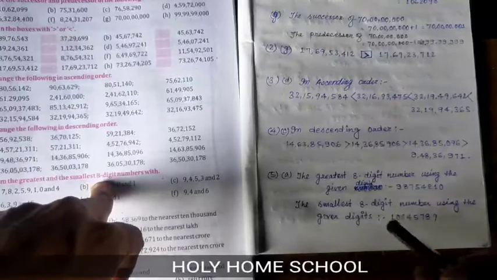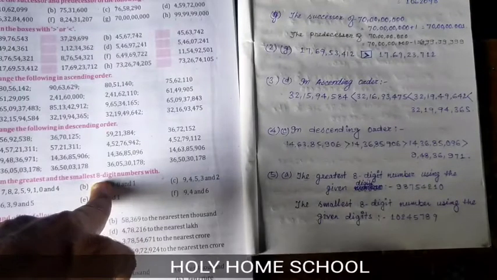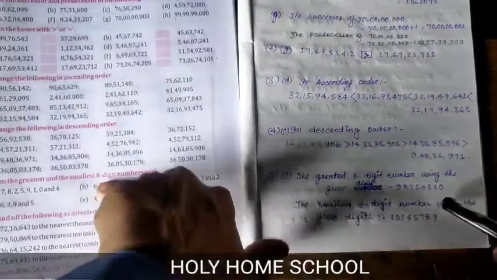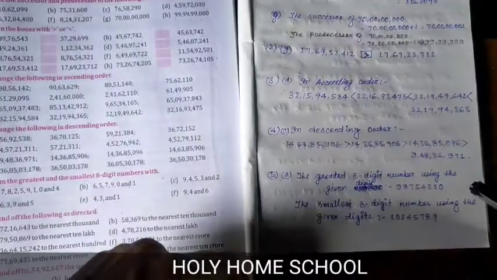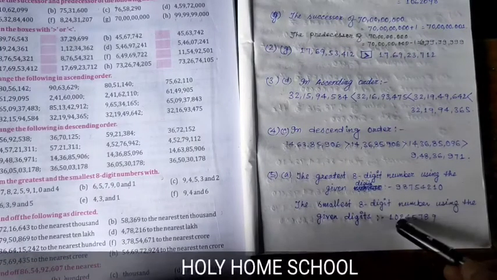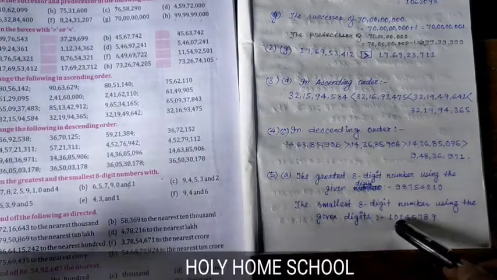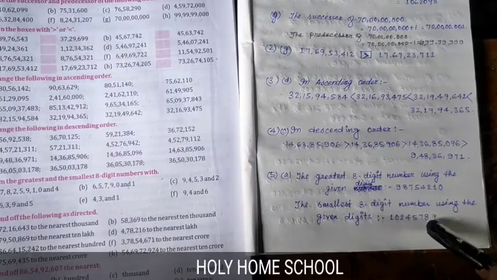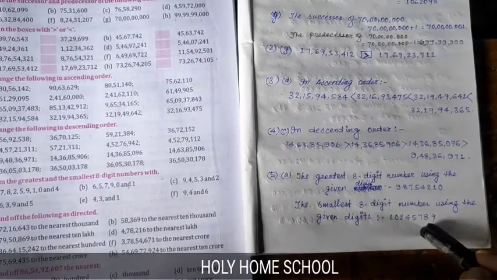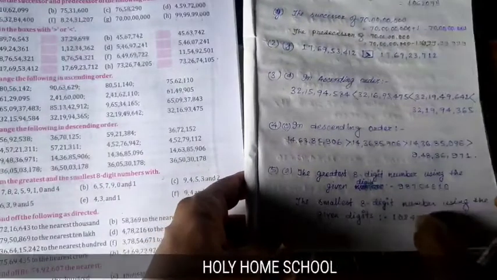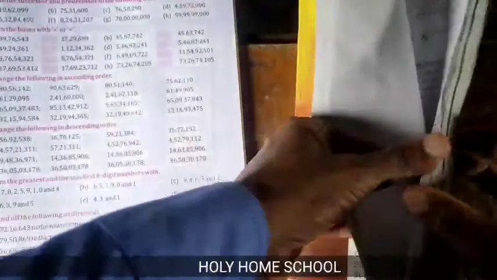The smallest 8-digit number using the given digits. Write the smallest digit in spite of 0, that is 1. Then write 0 and then write the digits in increasing order 2, 4, 5, 7, 8, 9, and in such a way we can find out the smallest number using all these 8 digits.